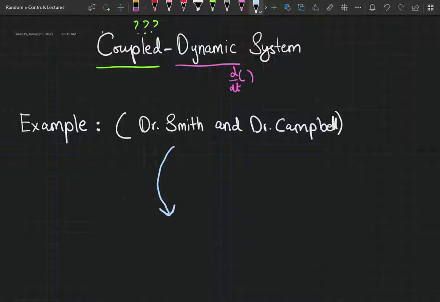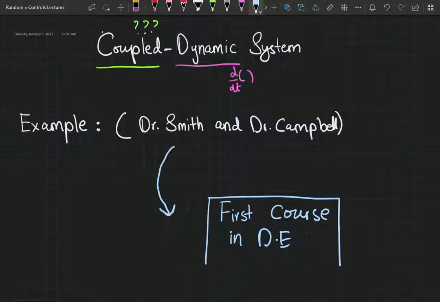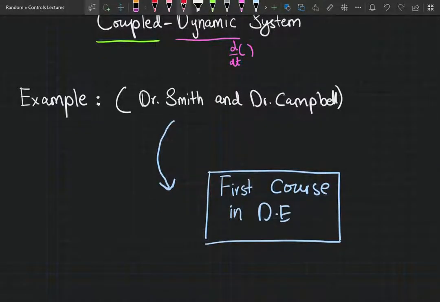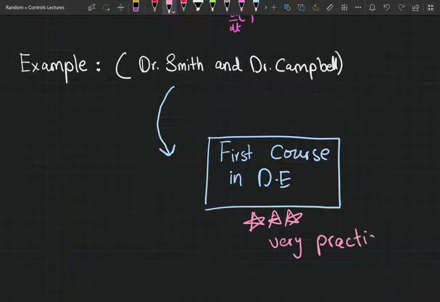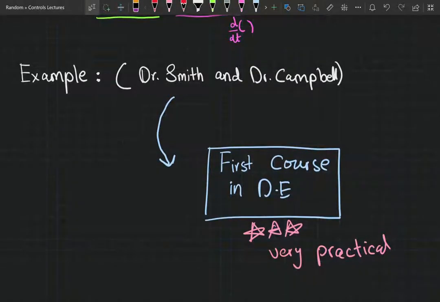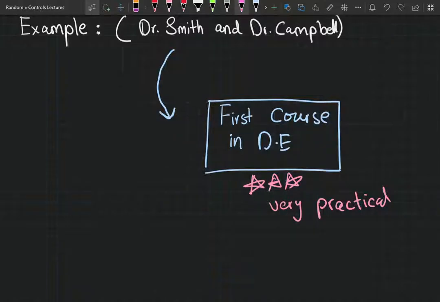The example that I shall be exploring comes from this wonderful textbook by Dr. Smith and Dr. Campbell. It's called A First Course in DFQ. Now, if you're an engineer and you want to learn differential equations, but you don't want to get bogged down in a lot of mathematical details, this book is a 10 out of 10. Very practical, and it has knowledge that you can actually use. So go check it out. First Course in Differential Equations by Scott Campbell and Carlos A. Smith. All right. Now we shall move on to the main problem itself.